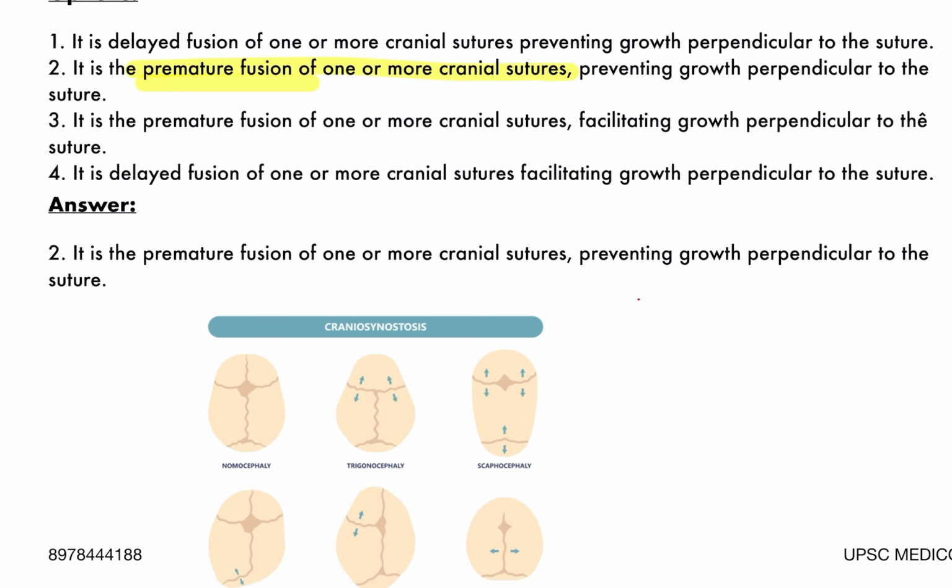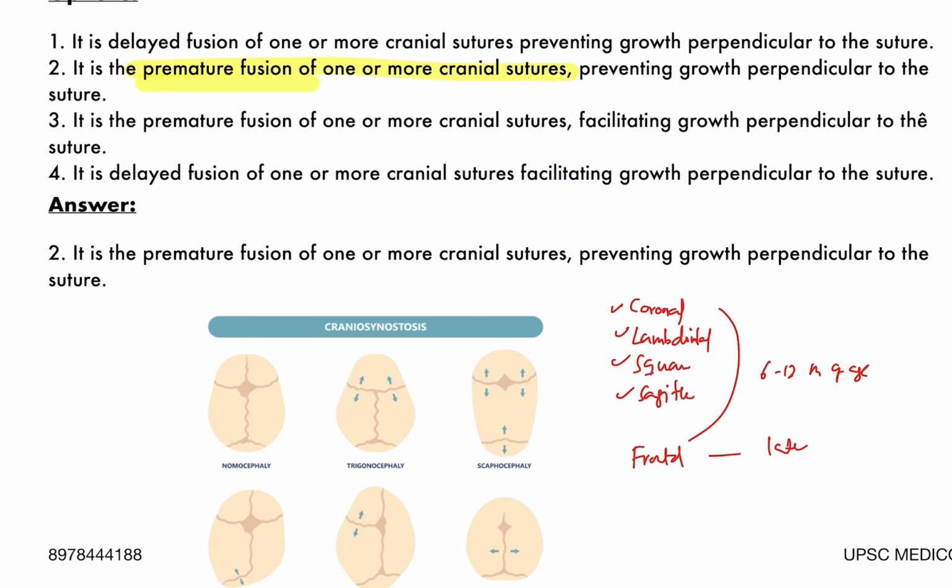We have coronal sutures. We have lambdoidal sutures. We have squamous sutures. We have sagittal sutures. You know, they all fuse between 6 to 12 months of age, whereas the frontal suture fuses later, in the later part of life, very late. If there is premature fusion of these, that means if coronal, lambdoidal, squamous, sagittal and frontal are fusing before their actual time, then it leads to craniosynostosis.